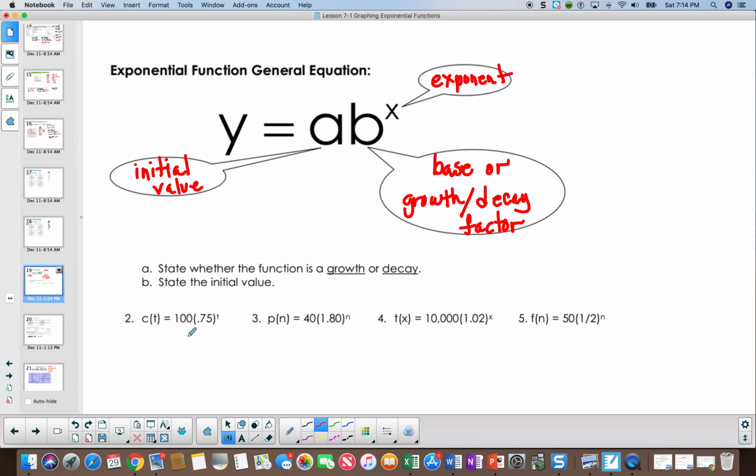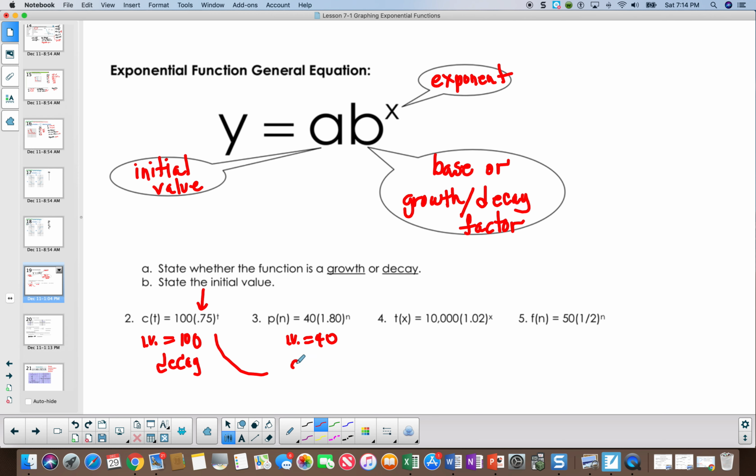Okay, so in this problem, the initial value is going to be 100. And what is it, a growth or decay? Well, this number is between 0 and 1, so it's a decay. So it's going to have kind of this look right here. Now, this is my initial value, and that's 40.